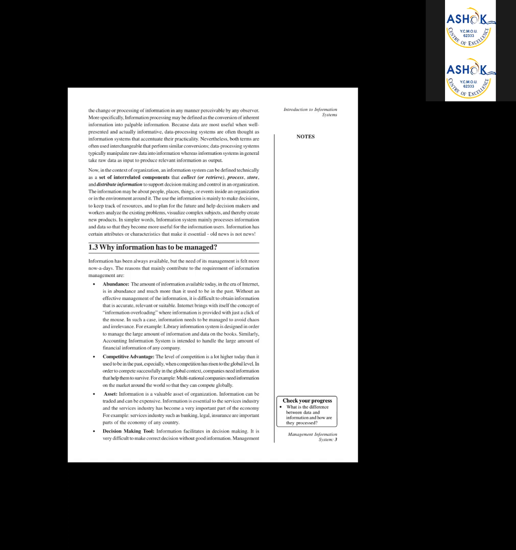For example, a library information system is designed in order to manage the large amount of information and data on the books. Similarly, an accounting information system is intended to handle the large amount of financial information of any company.